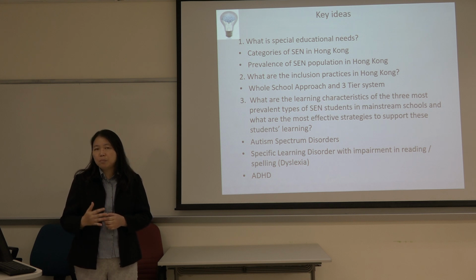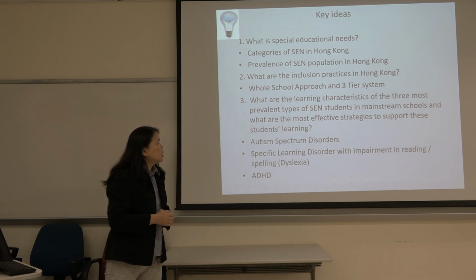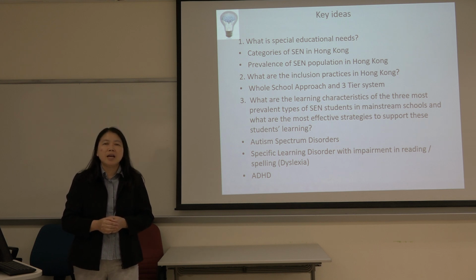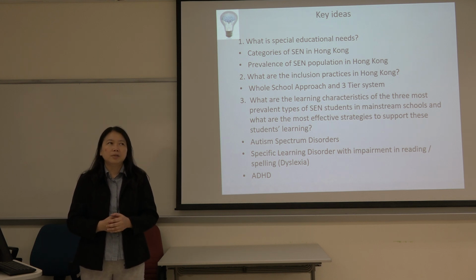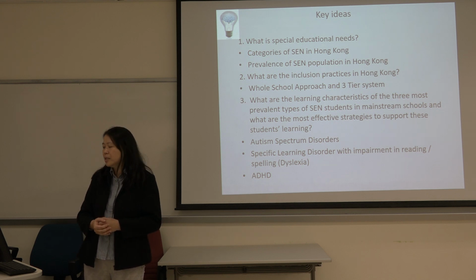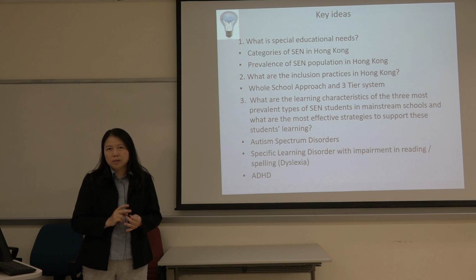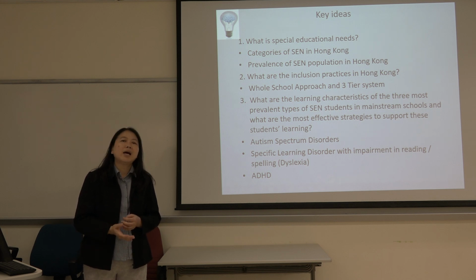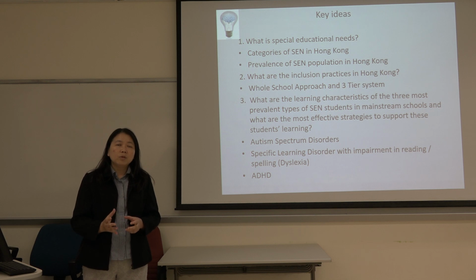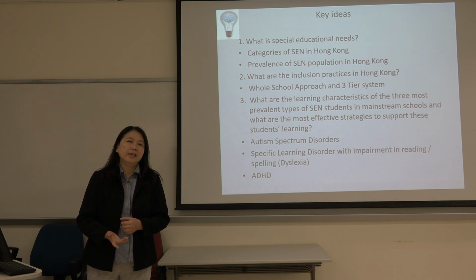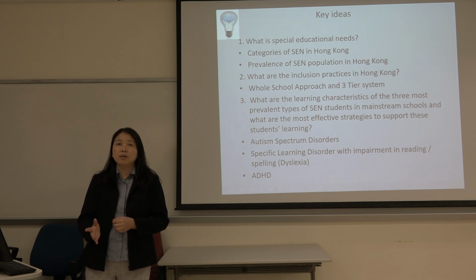The third part, the learning characteristics of the three most prevalent types of SEN, is the major part of the content of these two lessons. Out of all the 8 categories, I have chosen mainly autism, ADHD, and specific learning difficulties. These are the major categories that students will find in mainstream schools, and they find these students, in particular students with ADHD and ASD, most difficult to work with. So I'm going to talk a little bit more about this as well.